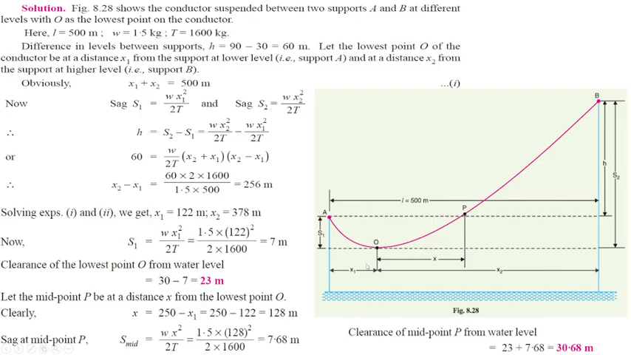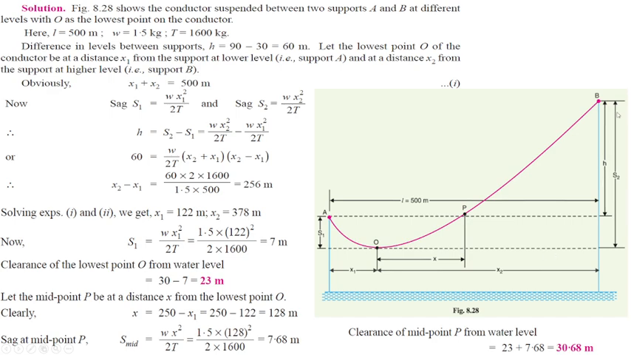Sag S1 is equal to W x1 power 2 over 2t, and sag S2 is equal to W x2 power 2 divided by 2t. And this is S1, from here to here, this point. This is regarding the tower, the smallest tower, S1 from here to here, O.